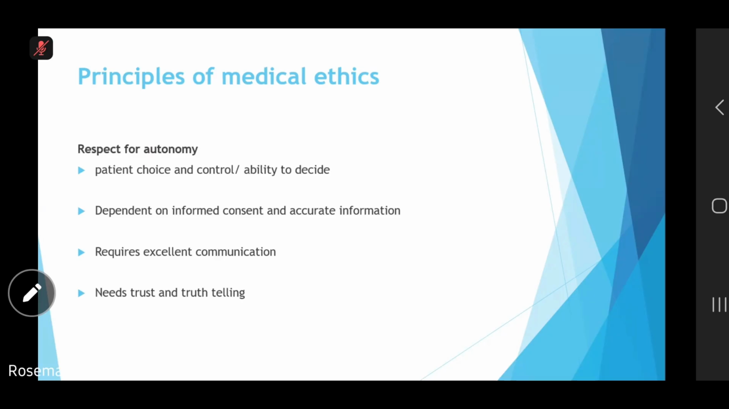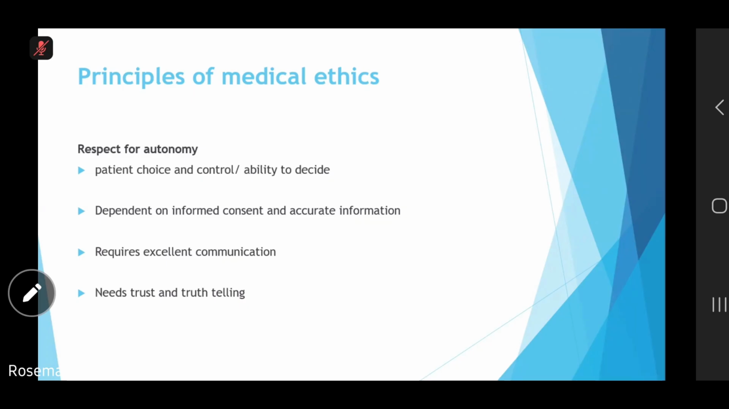And also, this respect for autonomy requires excellent communication. That's why I took you through the communication skills. You need to excellently communicate to this patient so that they can understand what you are telling them, and it will help them to make a decision. And when a patient makes a decision, that is patient autonomy, and we have to respect their decision, so long as they are conscious and are coherent enough to decide on what to do for them.